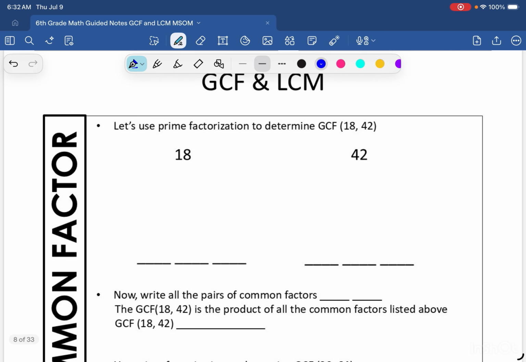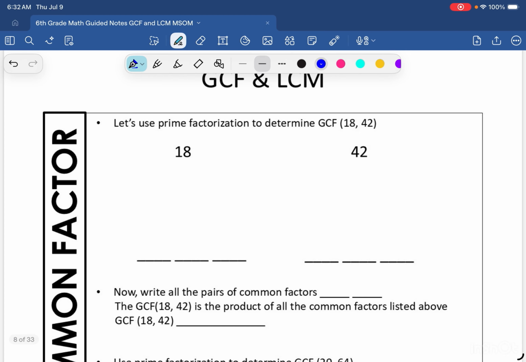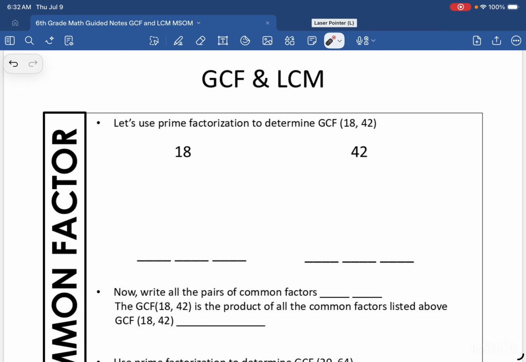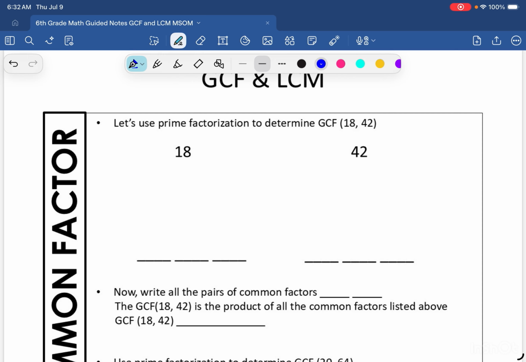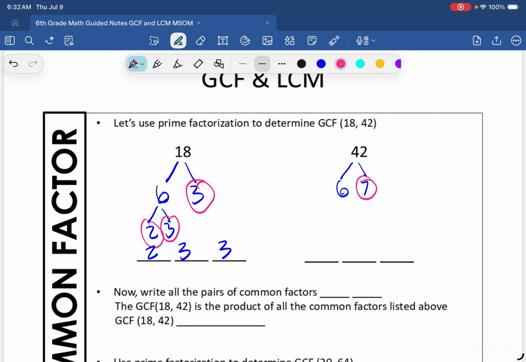Let's use prime factorization to determine the greatest common factor of 18 and 42. So starting with 18, you're just going to think of any two numbers that when multiplied together give me that number. So I'm going to go 6 and 3. 3 is prime, but 6 is not. 6 can be factored into 2 and 3. Now they all are prime. So I'm going to list the prime numbers that are factors of 18, and that is 2, 3, and 3. Now 42, two factors would be 6 and 7. 7 is prime, so I'll write that down here. 6 is not, so I'll keep going, and that's 2 and 3. And now 2 and 3 are both prime, so I'll write that down.